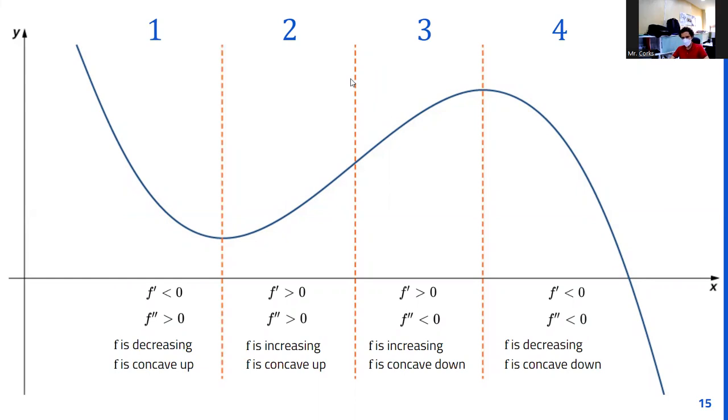So we're just trying to remember these relationships. If our original function is decreasing, then first derivative is less than 0. And if it's increasing, it's greater than 0. Also, if our original function is concave up, that means our second derivative is positive, and concave down means second derivative is negative.